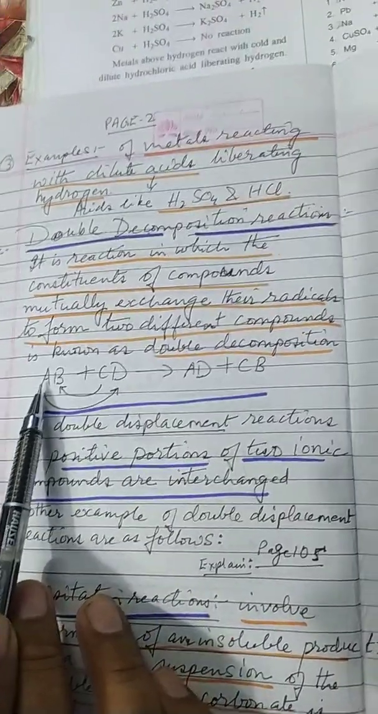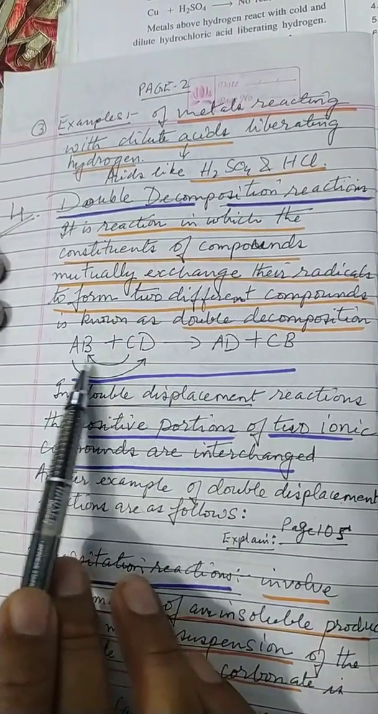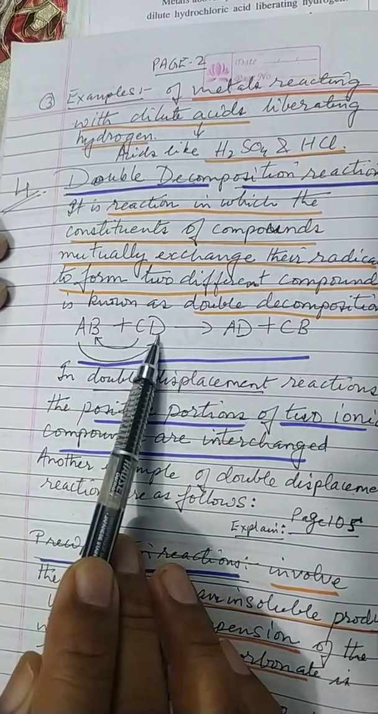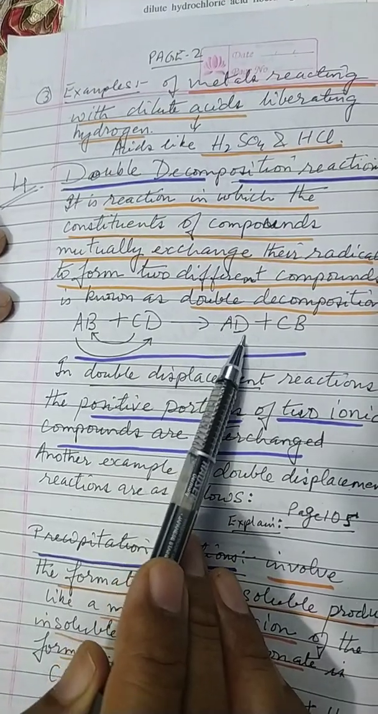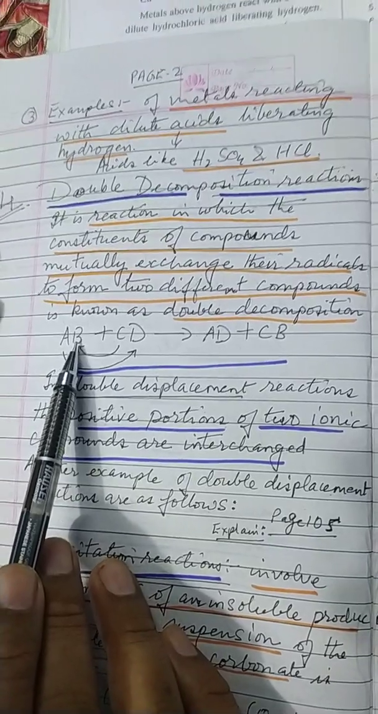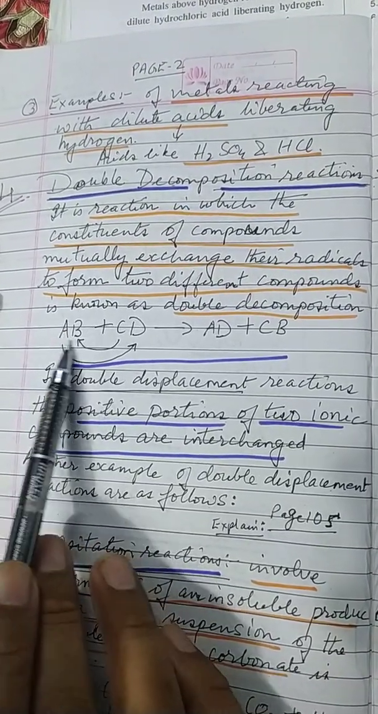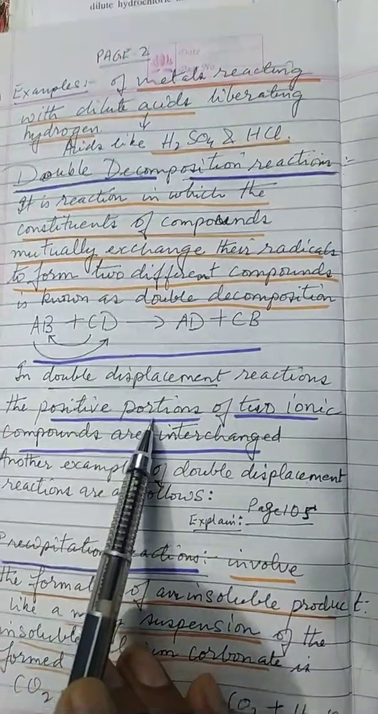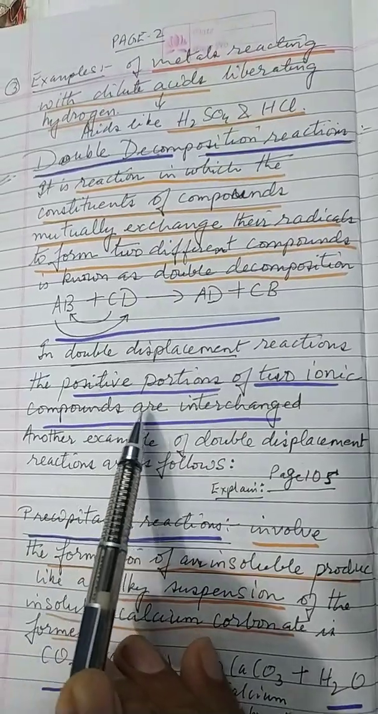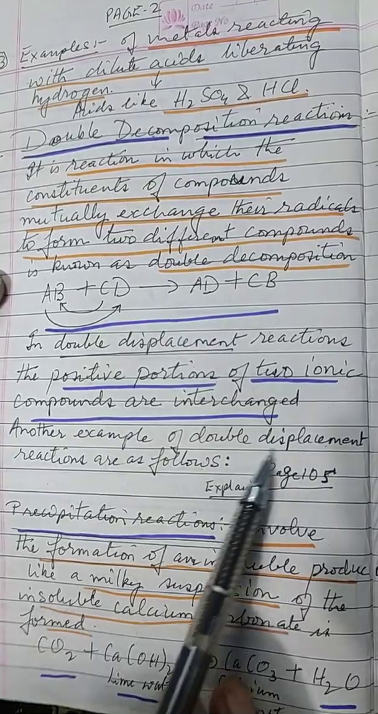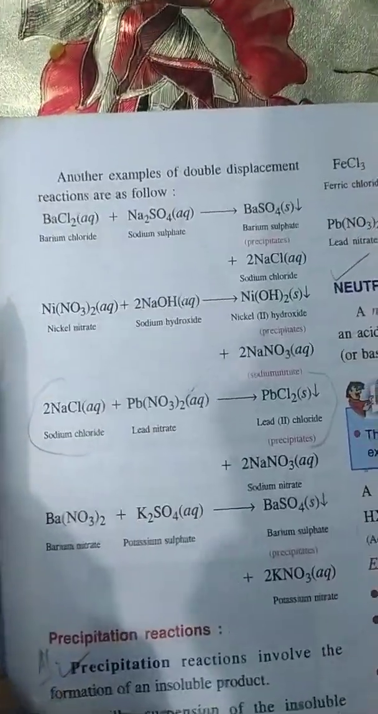And why is it double? If you see this basic reaction, AB combines with CD: A combines with D to form a product AD, and C, which is the positive radical, combines with the negative radical B of this particular compound to form CB. So in double displacement reactions, the positive portions of two ionic compounds are interchanged. Another example of a double displacement reaction can be seen here on page number 105.